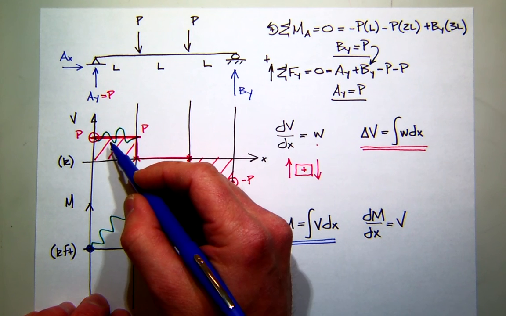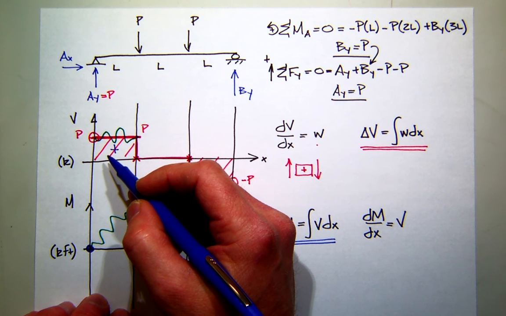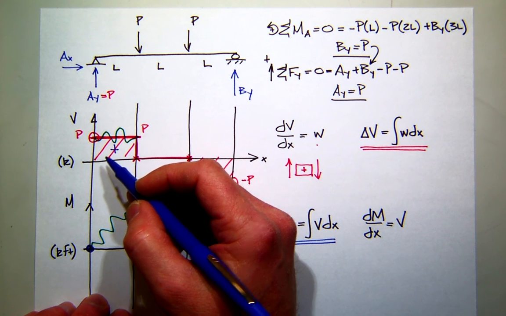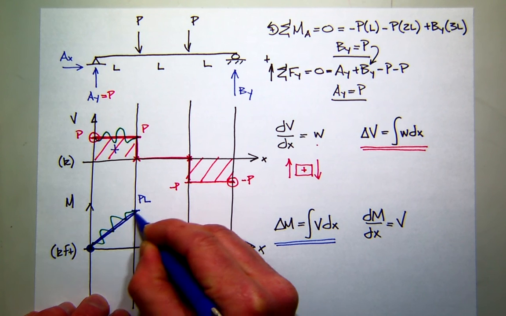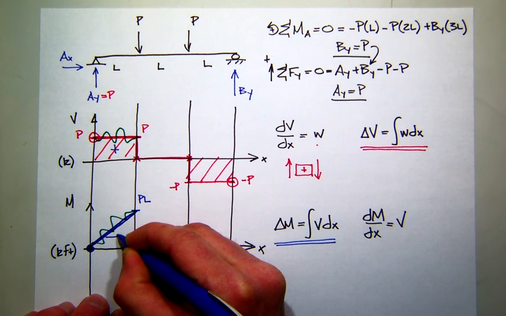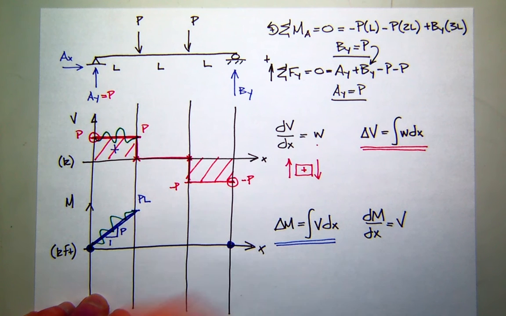So what's the slope of the moment diagram? P. Is it positive or negative? Does it change over the length? What kind of curve has a constant positive slope? A straight line. In fact, you could define it as P as the slope.